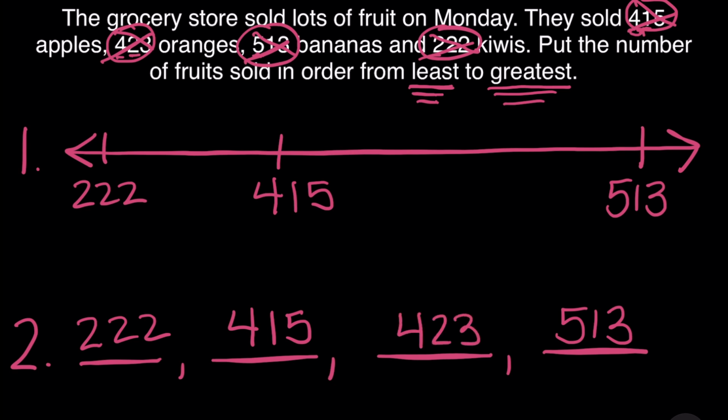I just wanted to point out that when you add this number to the number line, 415 and 423 are very close together when you count. So I'm putting those tick marks closer together so that it represents how far apart the numbers should be.